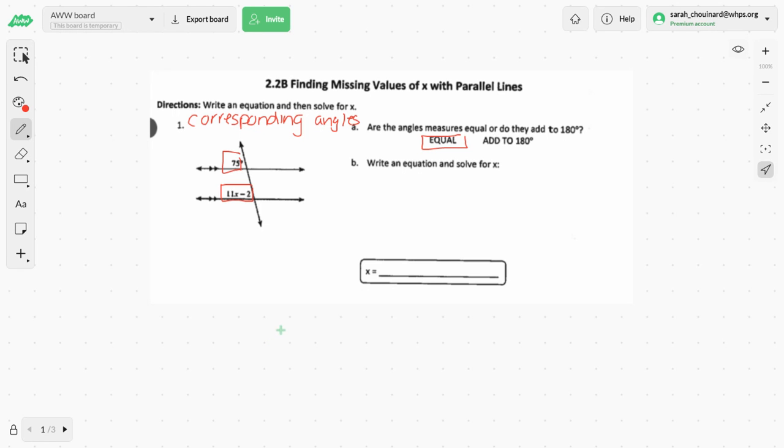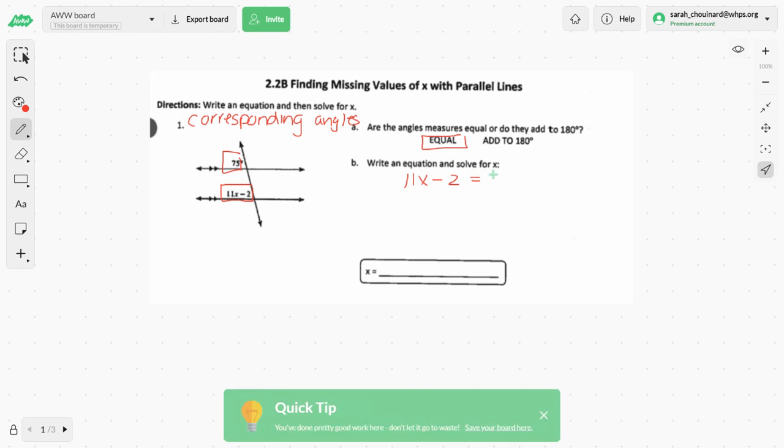So let's write and solve the equation then. Since they are equal, 11x minus 2 is equal to 75. That's the equation we're going to solve for x. So we're going to add 2 to both sides to eliminate the negative 2. And then to undo the multiplication of 11, we're going to divide both sides by 11. And so 77 divided by 11 is 7. So x in this problem is equal to 7.